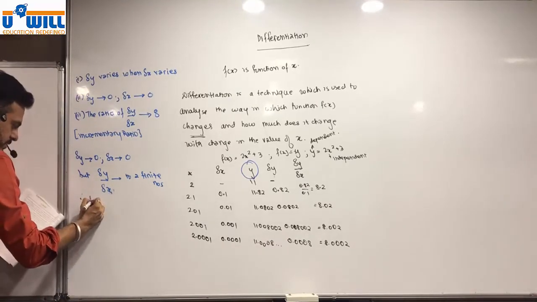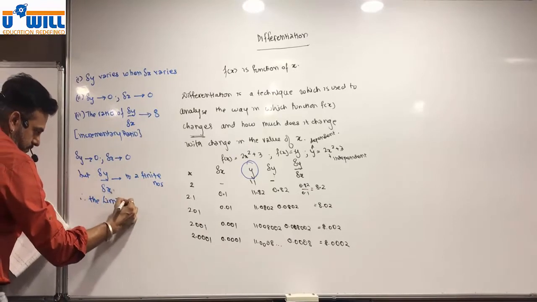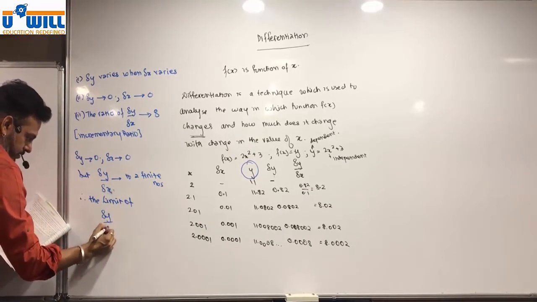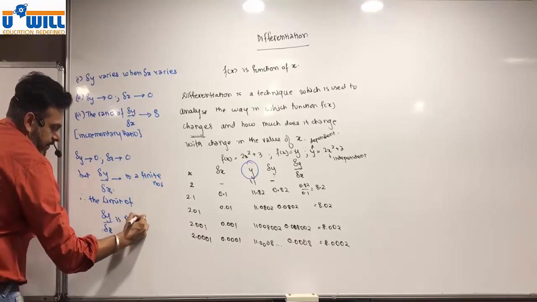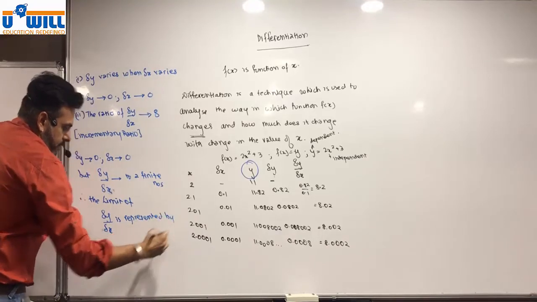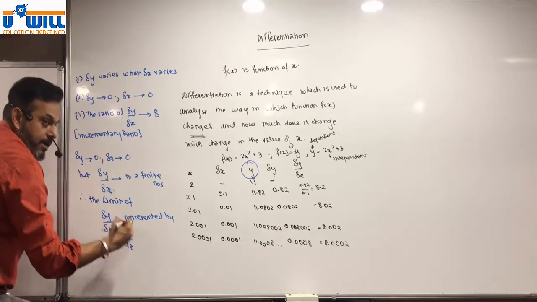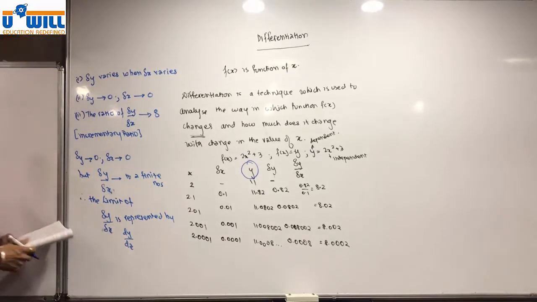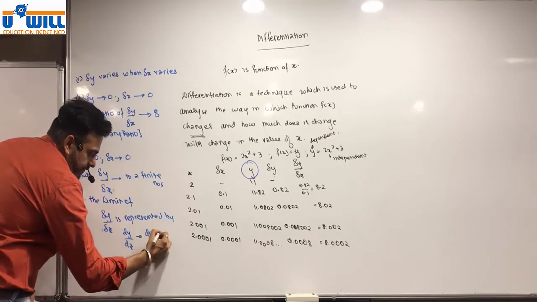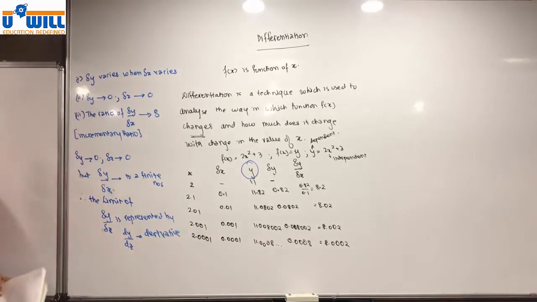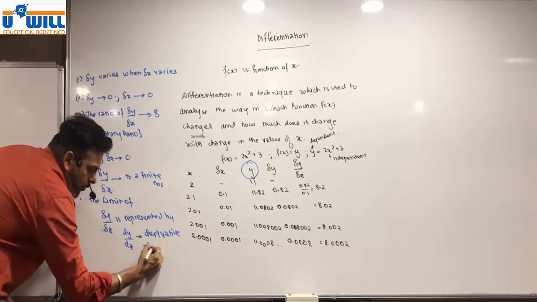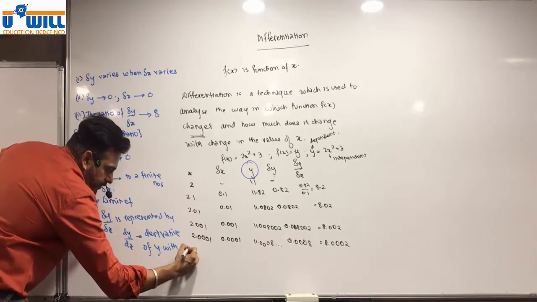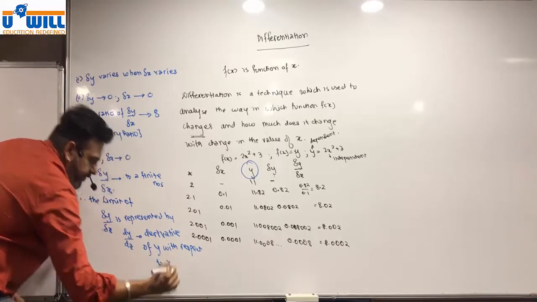Therefore, the limit of delta y upon delta x is represented by dy upon dx, which is called the derivative of y with respect to x.